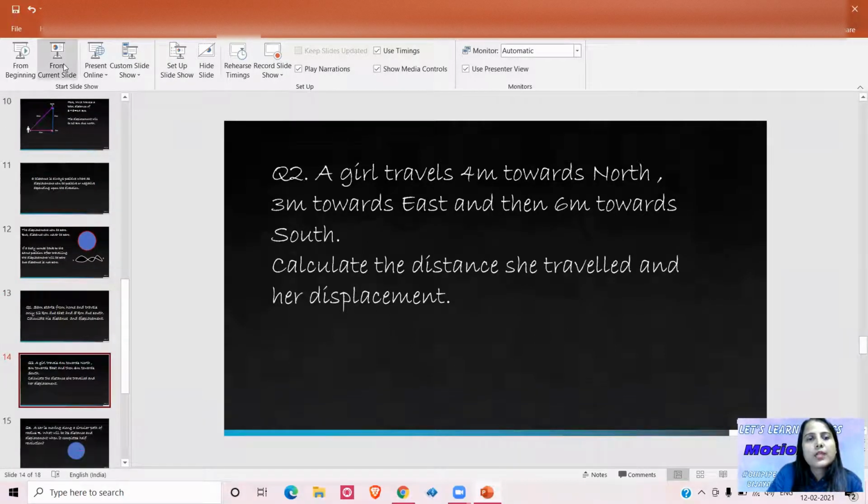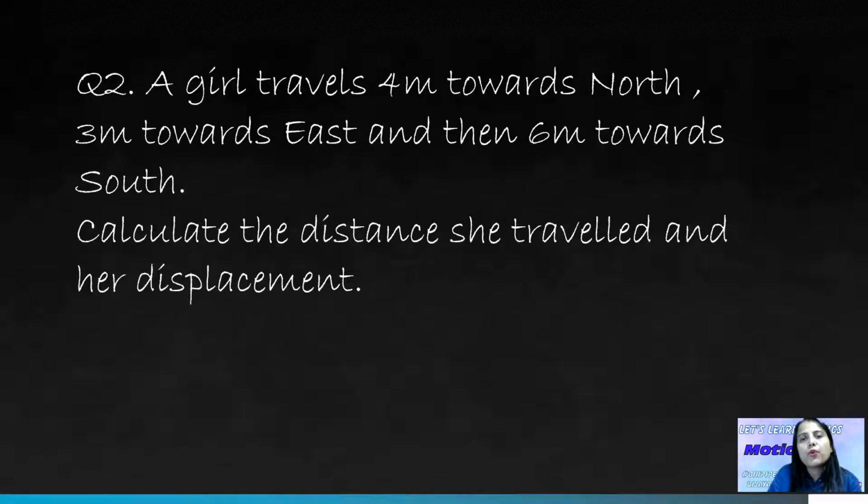Now question number 2 is asking that a girl travels 4 meters towards north, 3 meters towards east, and then 6 meters towards south. Understand this one. This is a bit zigzag. A girl travels 4 meters towards north, then she moves 3 meters towards east, north going up, towards east, 3 meters. Then again coming down 6 meters. So let's find out.